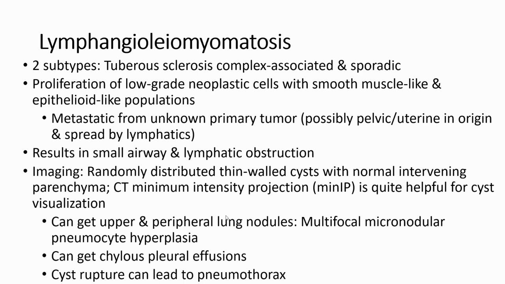In the imaging, cysts can be randomly distributed with normal intervening parenchyma. CT minimum intensity projection is quite helpful for cyst visualization. There can be upper and peripheral lung nodules, multifocal micronodular pneumocyte hyperplasia, chylous pleural effusion, and cystic rupture can lead to pneumothorax.